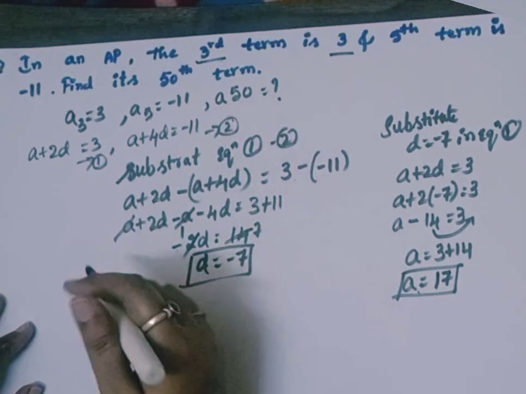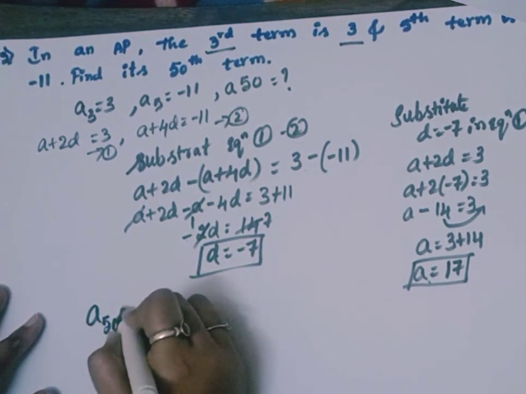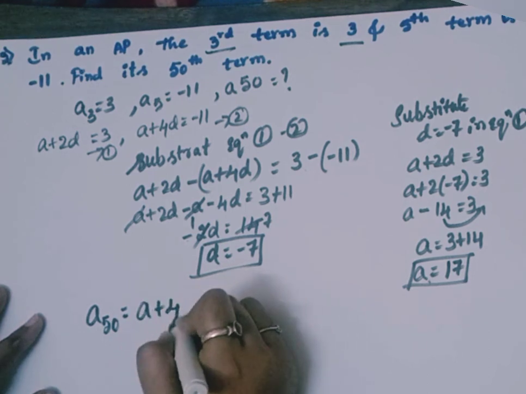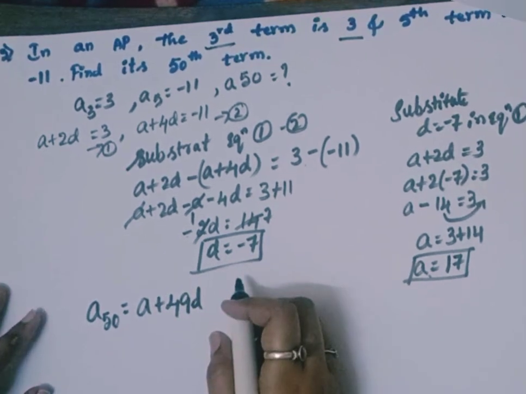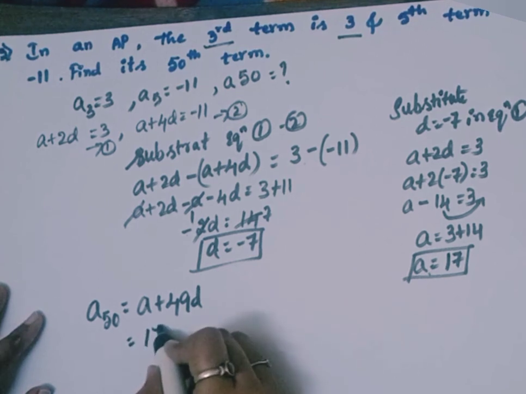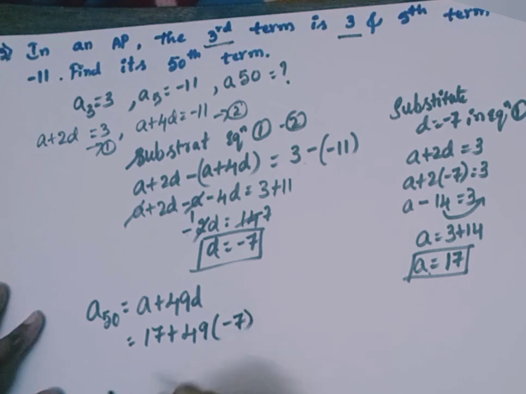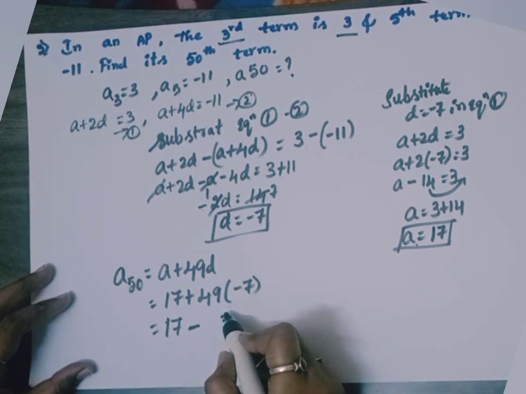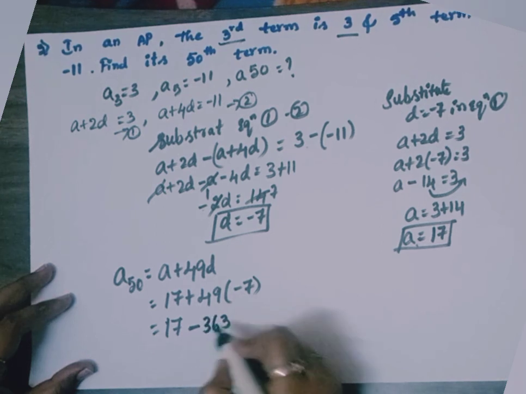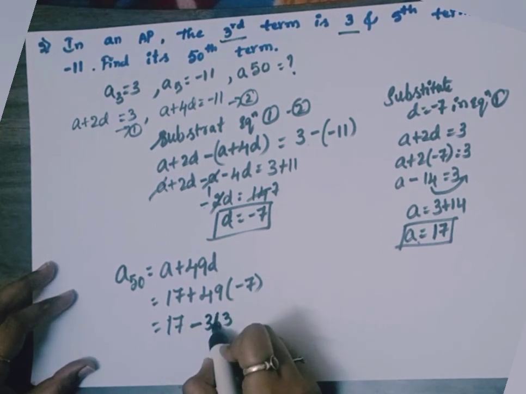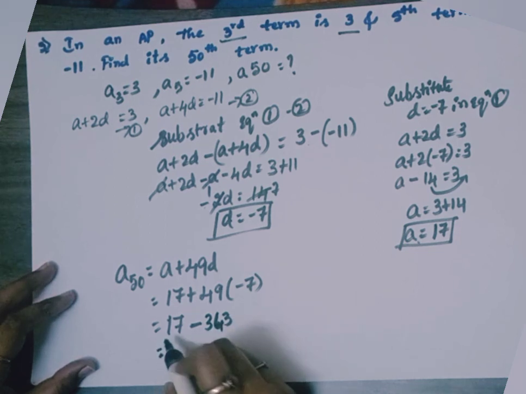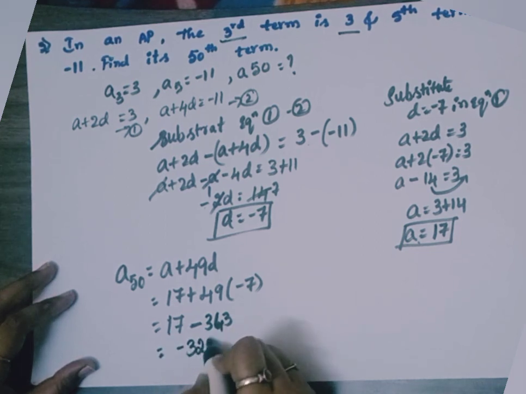Now we need to find a50. How can we write a50? I can write a plus 49d; you can also go with the formula. Now the a value we have is 17, plus 49 into the d value, which is minus 7. So 17 plus into minus, by multiplying 49 into 7 we get 343. Now by subtracting, I'll get 326.